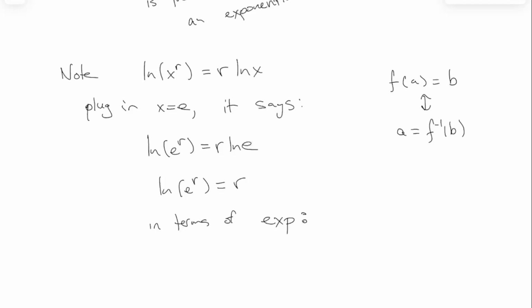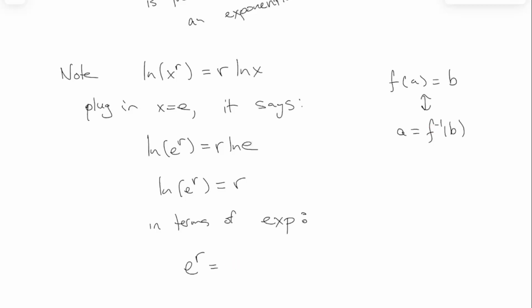Would it be e to the r ln x? Or no, would it be e to the r times 1 over x? I'm trying to think what we should do instead to get the inverse here. Yeah, remember this inverse doesn't mean 1 over, it just means the inverse of the function.